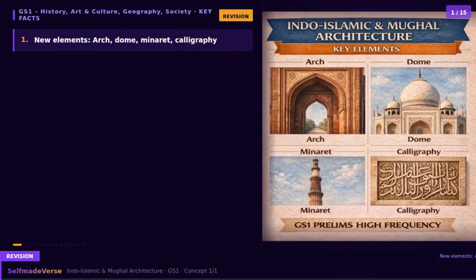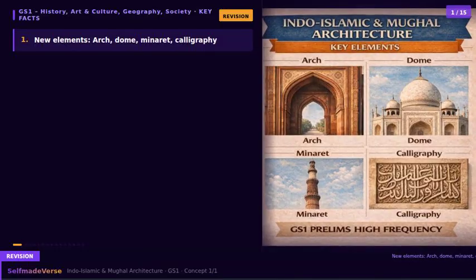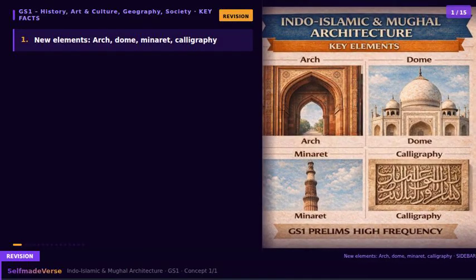Indo-Islamic architecture introduced four new structural elements: the arch, dome, minaret, and calligraphy. These weren't used in earlier Indian temple architecture. They became the defining features of Sultanate and Mughal buildings.